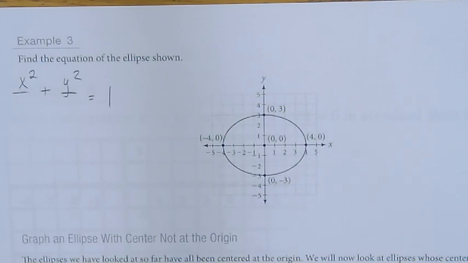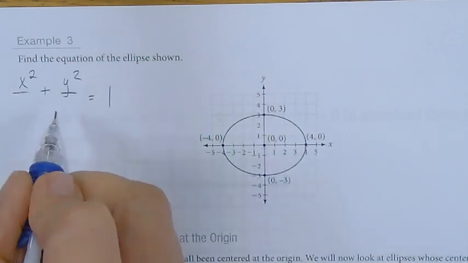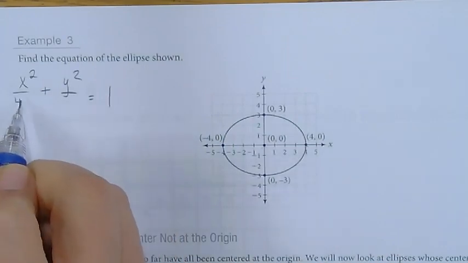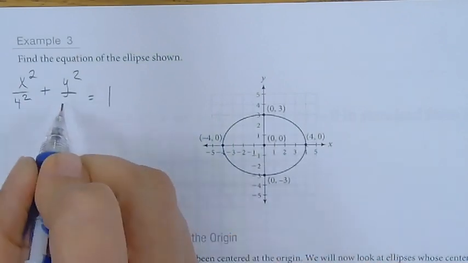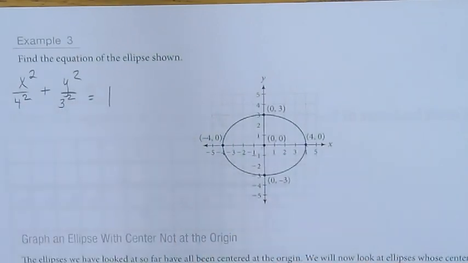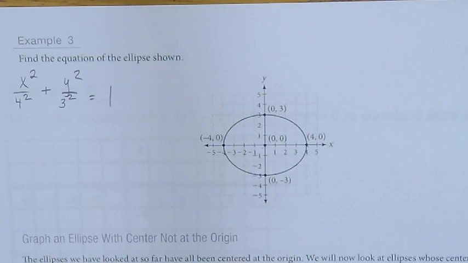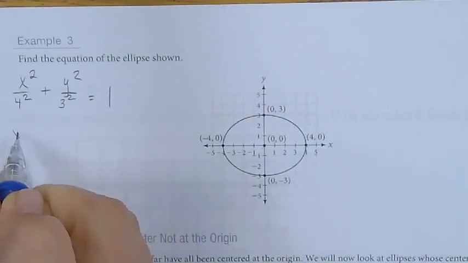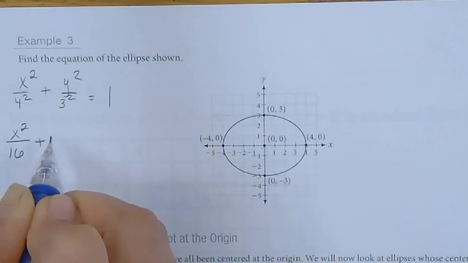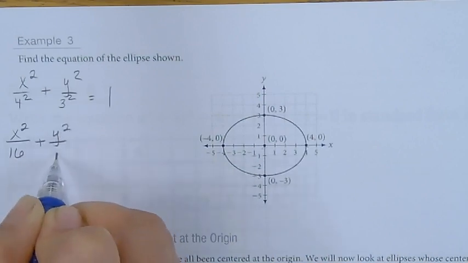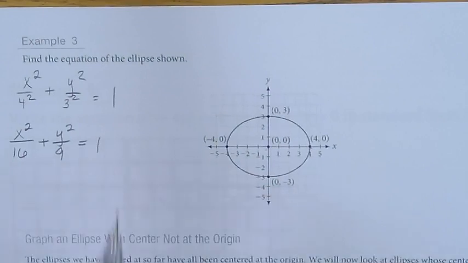And then on this, looks like my major axis is a 4, right? Along the x-axis. So that's going to be 4 squared. And then my minor axis is 3 squared. So when we're asked to write the equation like this, we want to actually square those out. So it would be x squared over 16 plus y squared over 9 equals 1.